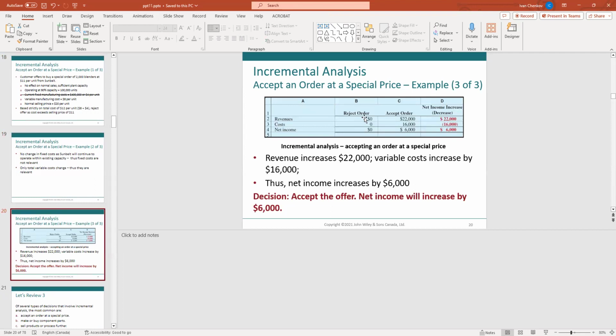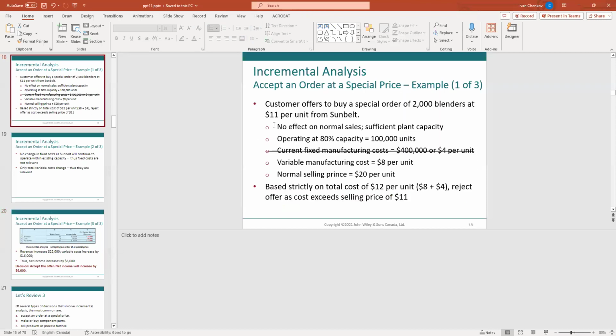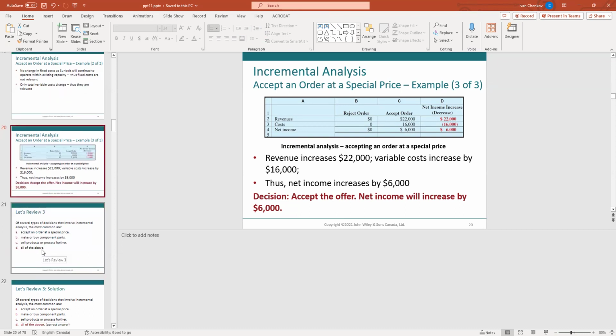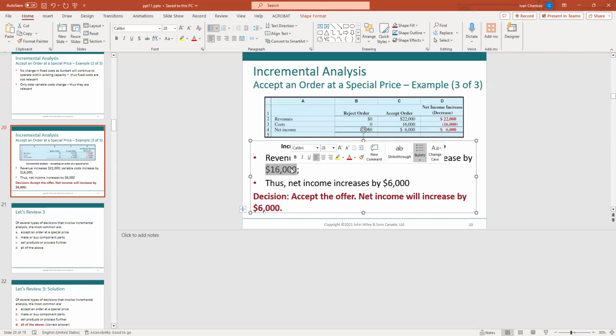That's why here, if we reject this special offer, we're not going to get anything. But if we accept it, we're going to get $22,000 revenue, which is 2,000 units times $11 sales price per unit. And the cost will be only and only the variable cost, which is $8 per unit times 2,000 units, $16,000. That's going to increase our income by $6,000. And since our income increases, accept the order. Remember, for the special orders, as long as the revenue covers the variable cost, go for it.